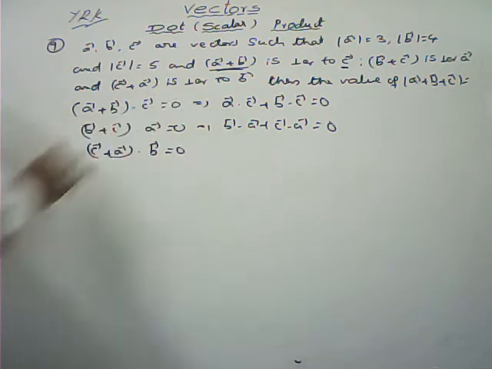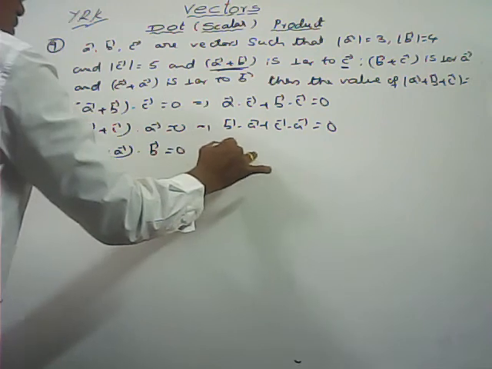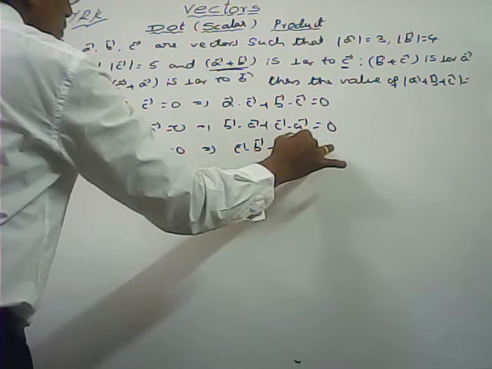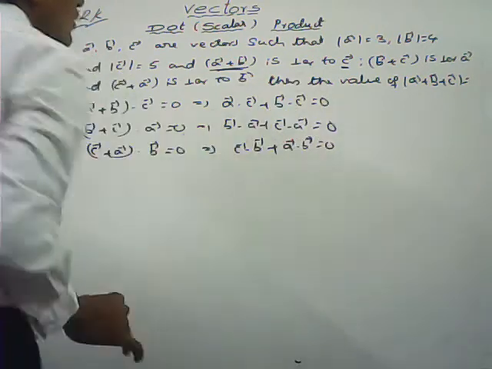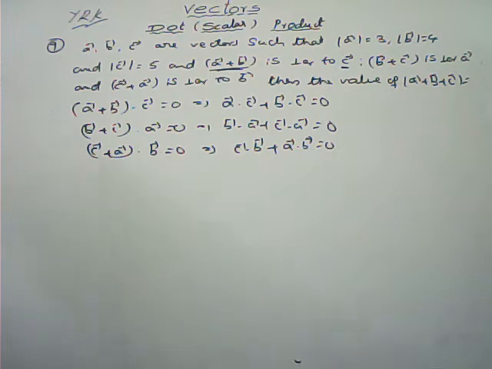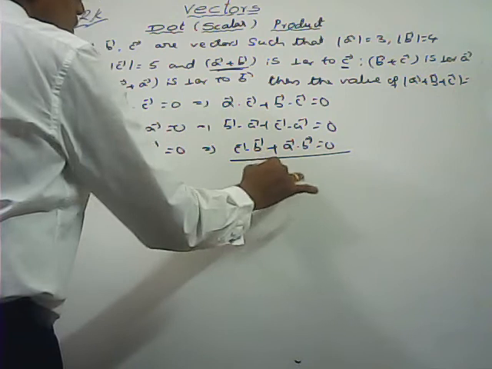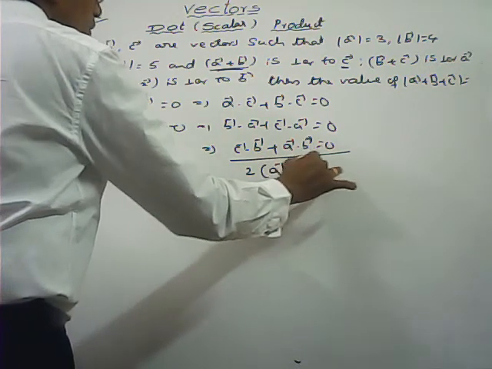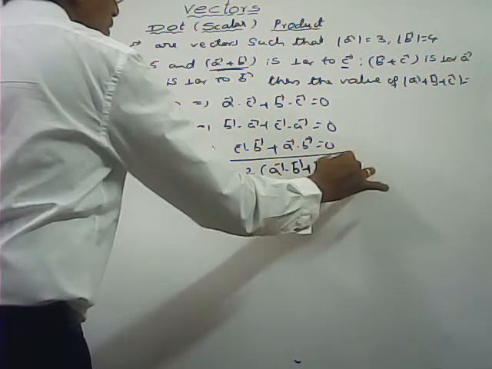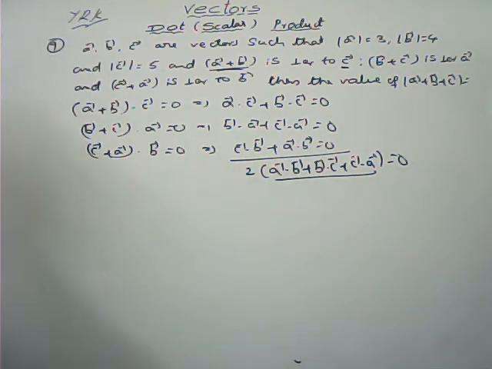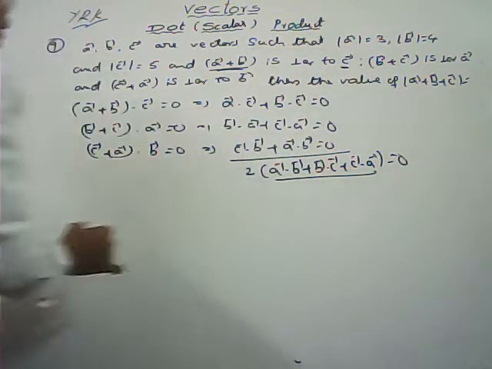Why? Because both are perpendicular. Perpendicular means their dot product equals 0. That implies c bar dot b bar plus a bar dot b bar is equal to 0. Here we are getting scalars only. By adding these three relations, 2 into a bar dot b bar plus b bar dot c bar plus c bar dot a bar is equal to 0, or the sum of these three terms divided by 2 is 0. Now here we want the value of modulus of a bar plus b bar plus c bar.